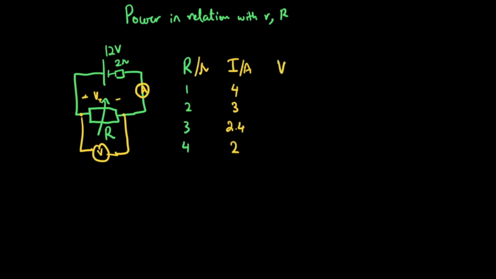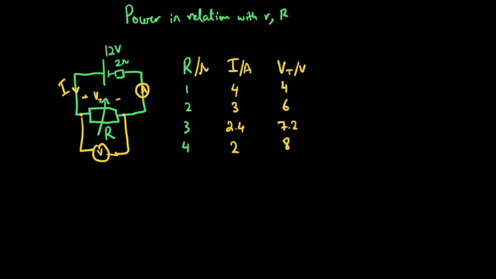Next, let's find out what is the terminal potential difference in volts. The terminal potential difference in volts is the product of the current that is going through the external resistor capital R and the value of capital R. So current is this, resistance is this, multiply, and the voltage comes out. So the first value is 4, the next value would be 6, the third value would be 7.2, and the fourth value would be 8.